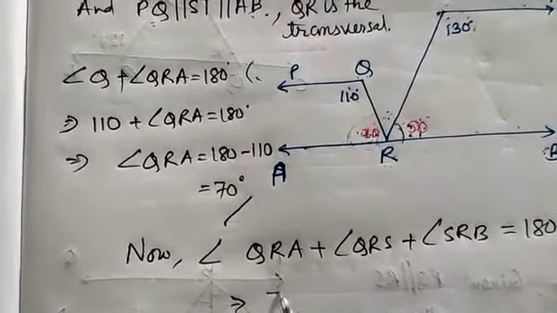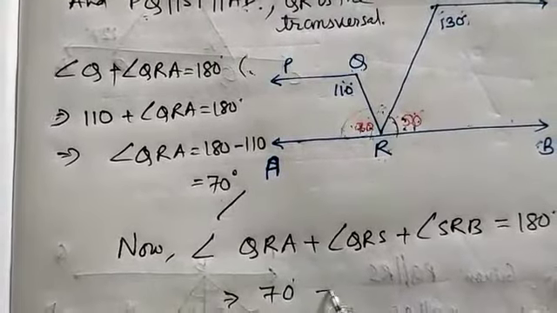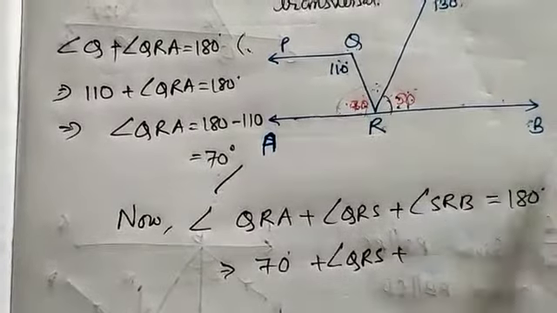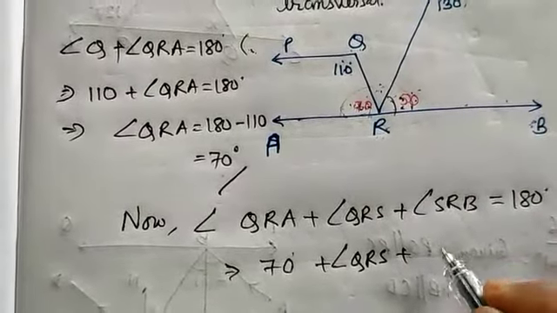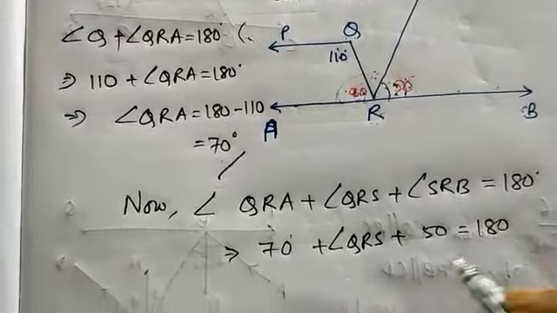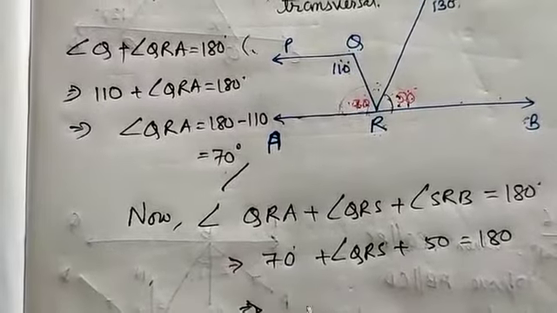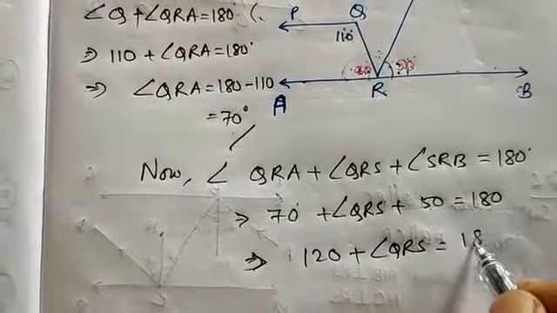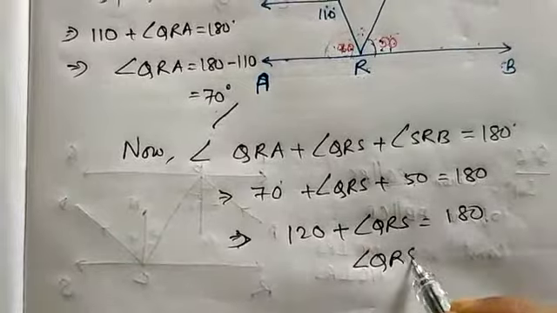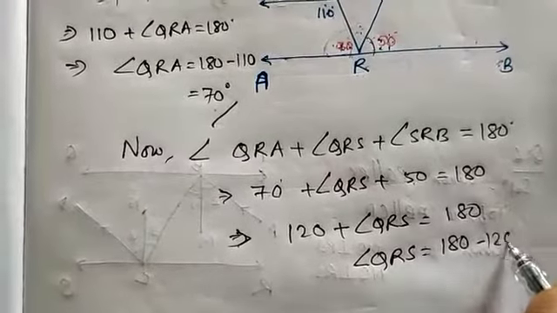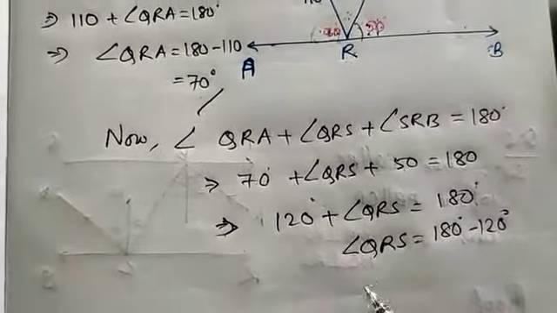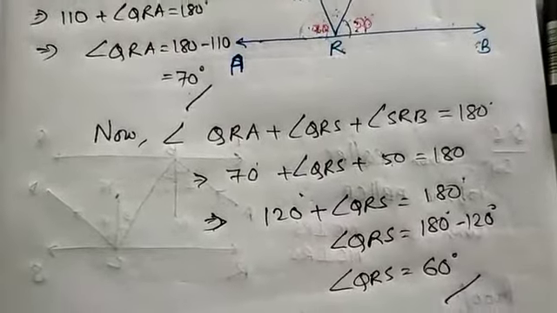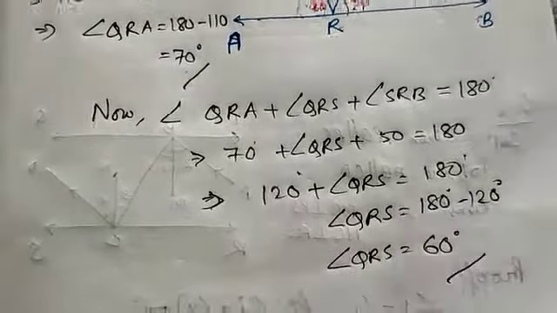And the value of QRA is given as 70, QRS is required, SRB we got as 50 degrees, and that equals 180 degrees. These two added, you will get 120 plus angle QRS equals 180 degrees. Therefore angle QRS equals 180 minus 120 degrees. So, subtracting, QRS equals 60 degrees. That is question number 4. Let's see question number 5.